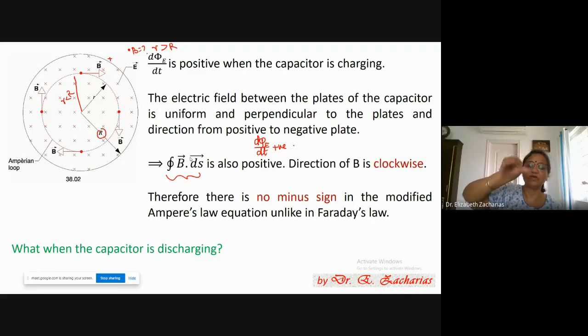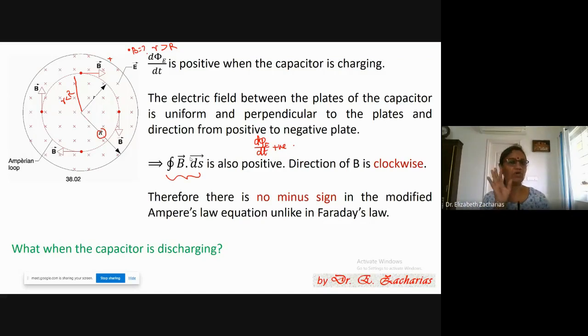It has to be given by your Ampere's law formula only, or the magnetic field has to be clockwise. For this situation, it has to be clockwise. Or just use your right hand rule, and whatever is the direction of the magnetic field in the wire will be the direction of the magnetic field even between the two plates.